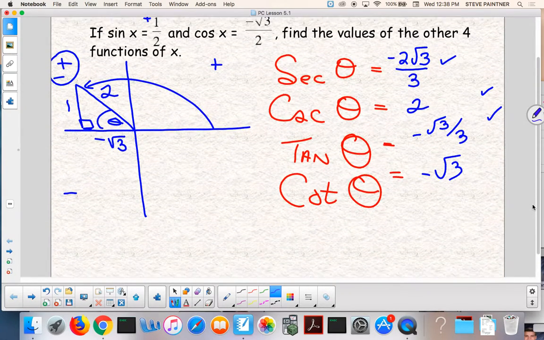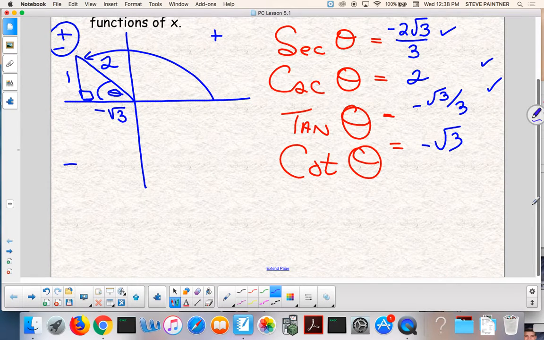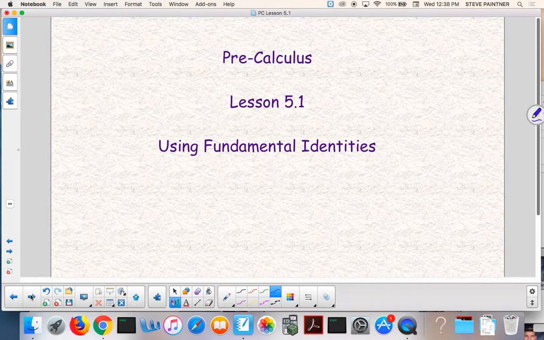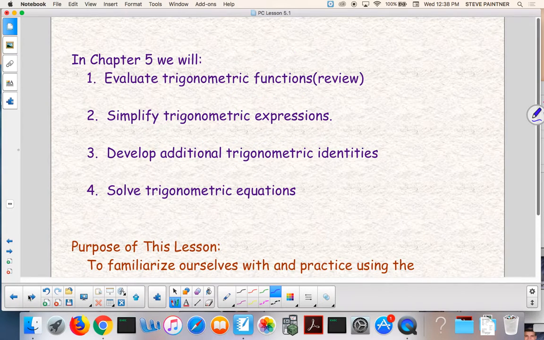Okay, so where are we going now? We're going to go to chapter 5, and chapter 5 is going to talk a lot about analytic trig. It's a branch of trigonometry that deals with the properties and relations of trig functions, which we covered, using fundamental identities. Okay, these are the goals for chapter 5.